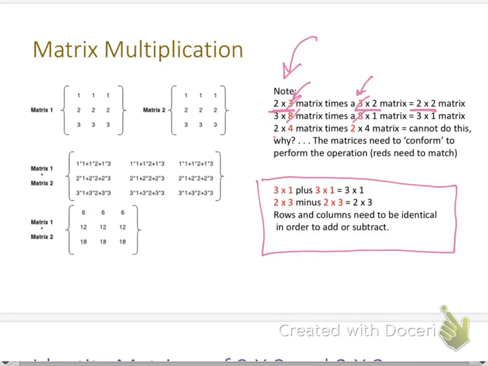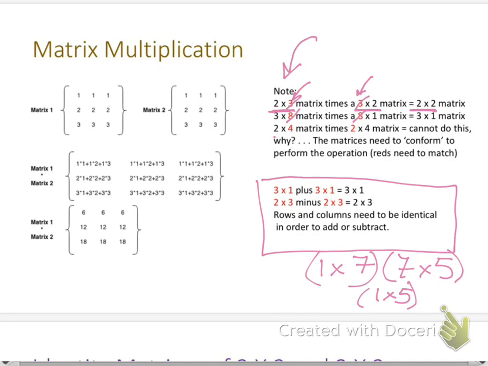Can you take a 2 by 4 and multiply it by a 2 by 4? The answer is no. You can't, because the matrices do not conform. So the red in this situation has to equal the red. So let's try one. If I have a 1 by 7 matrix, I can multiply that by a 7 by anything matrix. Okay, so 7 by 5 would be good. If I multiply it by a 7 by 5, the end result will be a 1 by 5.